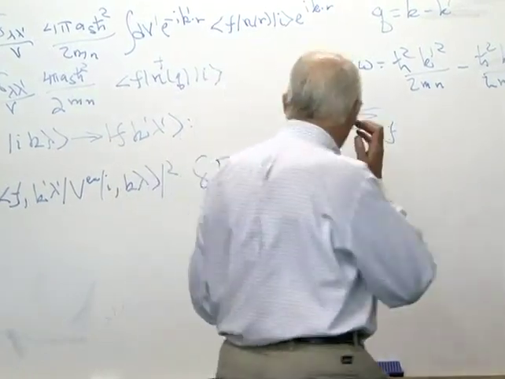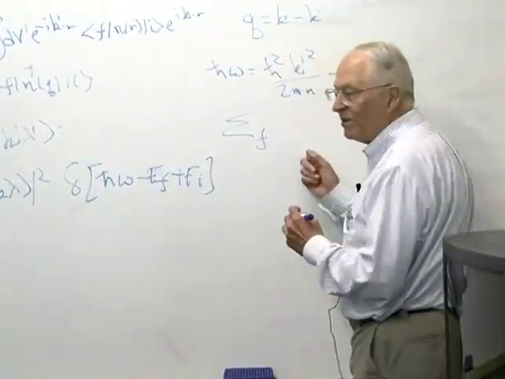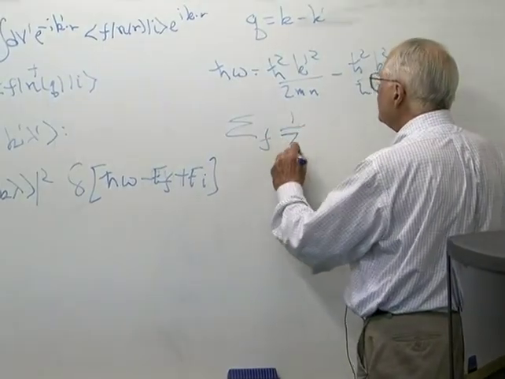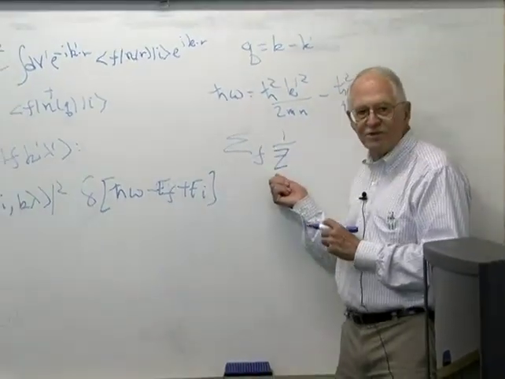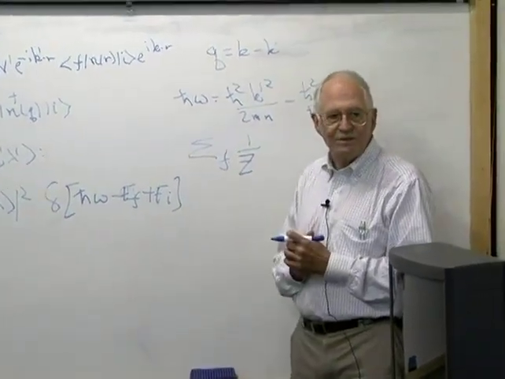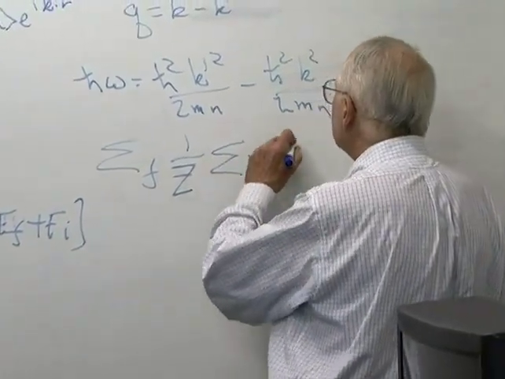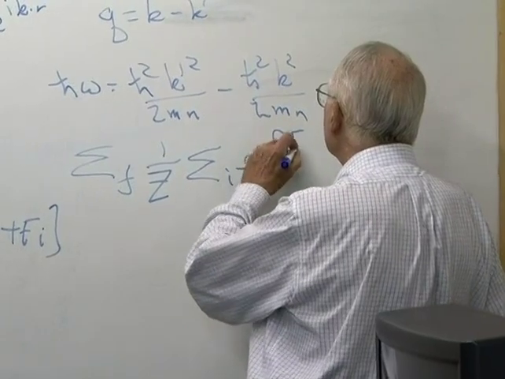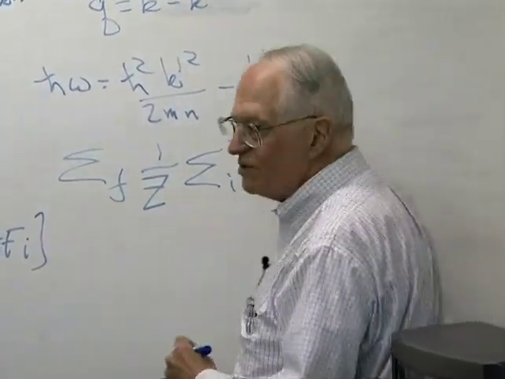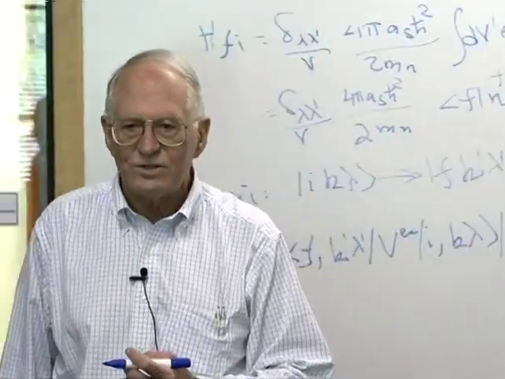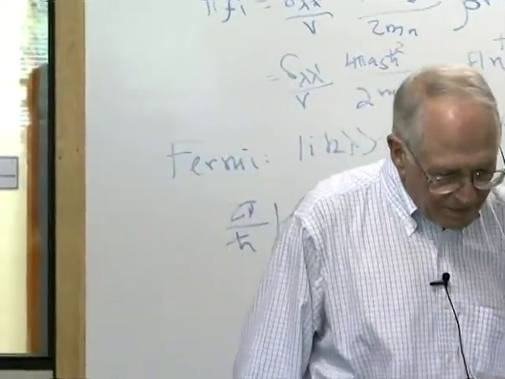So I'm going to put in another factor. I'm going to do an ensemble average over the initial states. So I put in 1 over Z, which is now the partition function, not the charge on the nucleus. And you do a sum on i, e to the minus beta E_i. That's using the canonical ensemble to average over all the thermally excited initial states of the system.